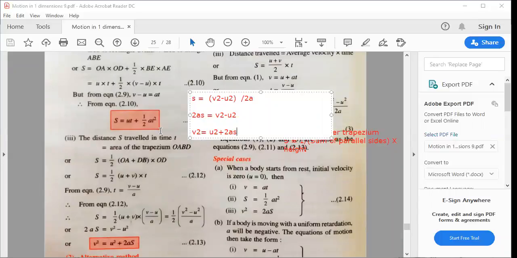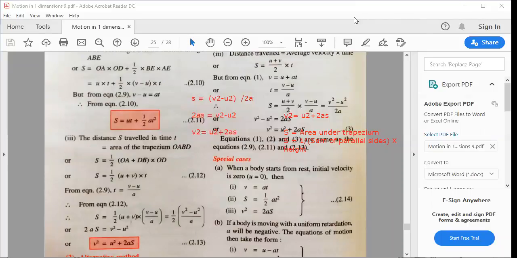So I hope you understood the graph-wala derivation. Any doubt? No, ma'am. Okay.